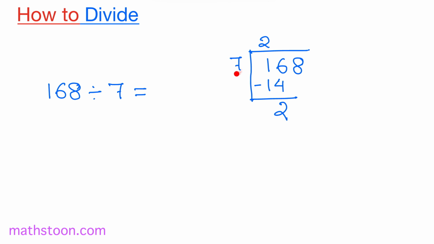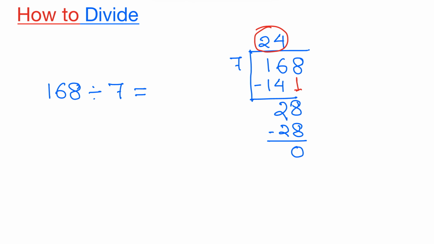Now this 2 is less than 7. That is why we will bring down this number 8 here. And we know that 7 times 4 is equal to 28. Subtract, we get 0. As we have got the number 0 and there is no number to bring down here, so we will stop. Therefore, 168 divided by 7 is equal to 24. And this is our final answer.